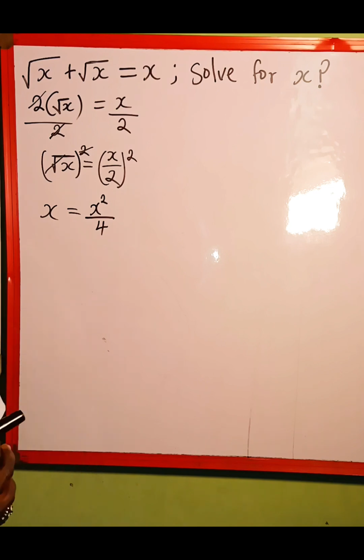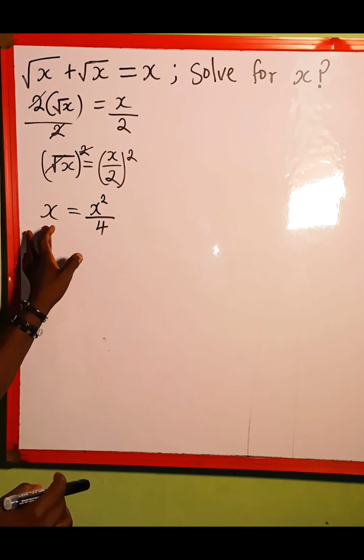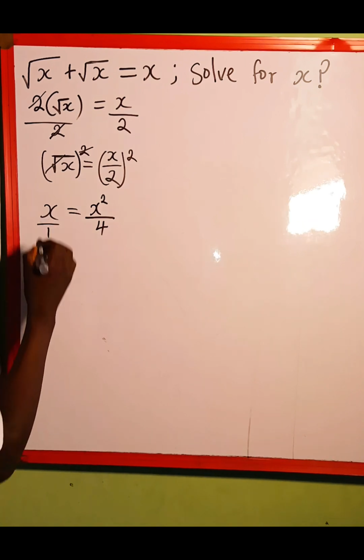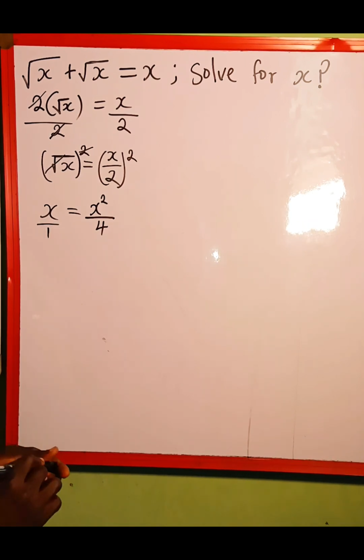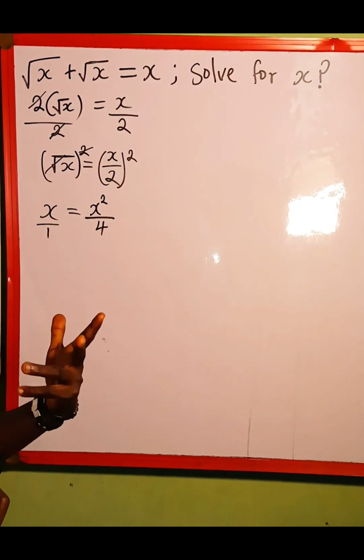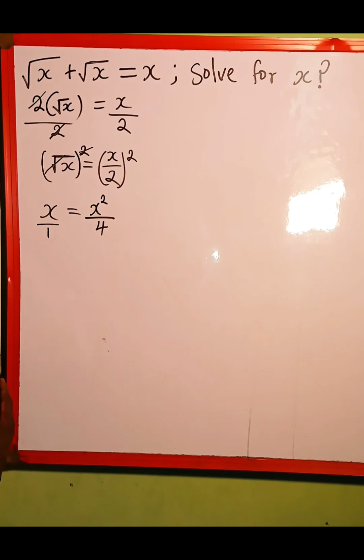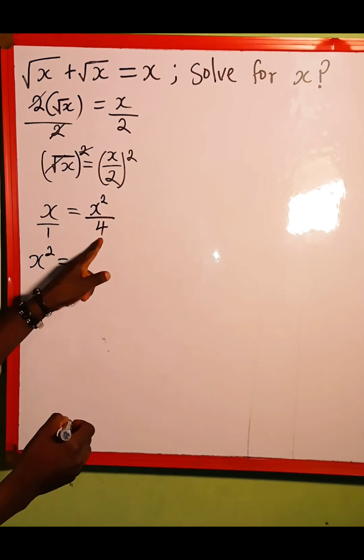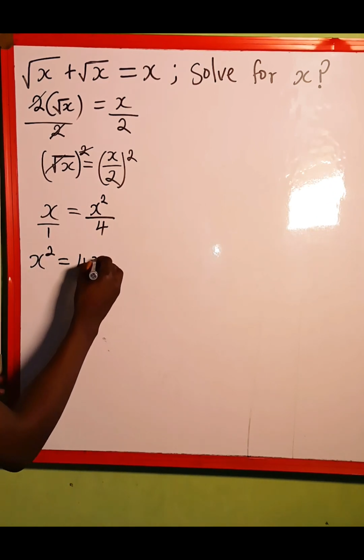For easy cross multiplication, we can make the left hand side to be also in a fractional form. So we can write x divided by 1 so that it will be in fraction, because anything divided by 1 is the same as that x. Now let's cross multiply. 1 multiplied by x squared is going to give us x squared, which is equal to x multiplied by 4, which is going to give us 4x.